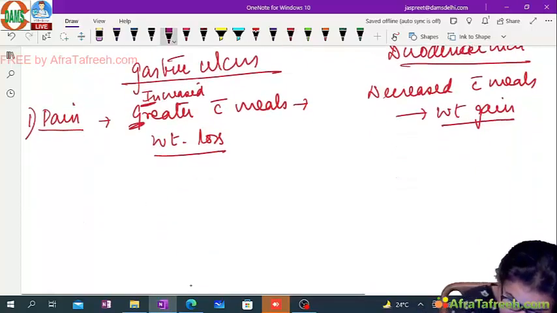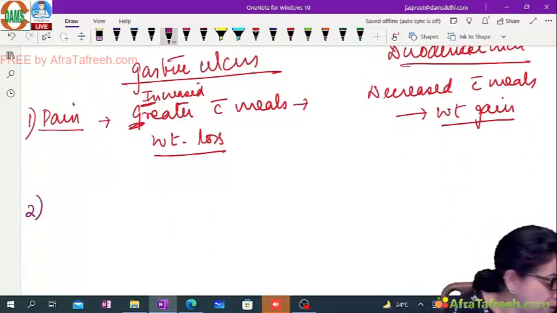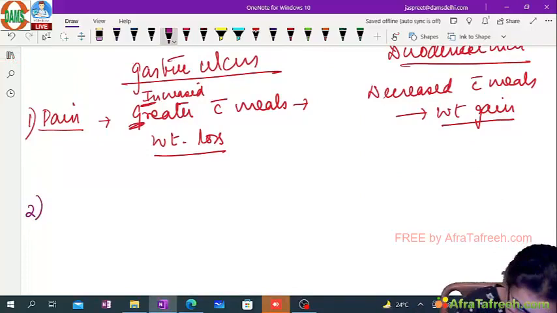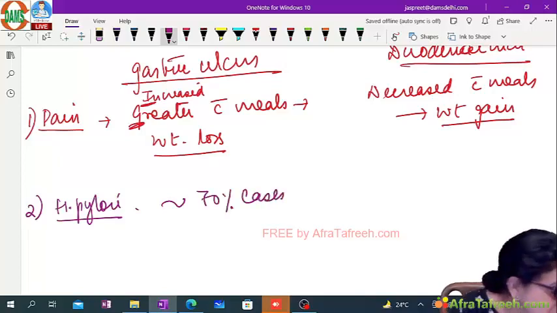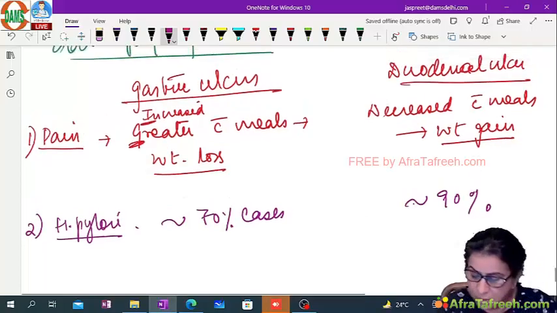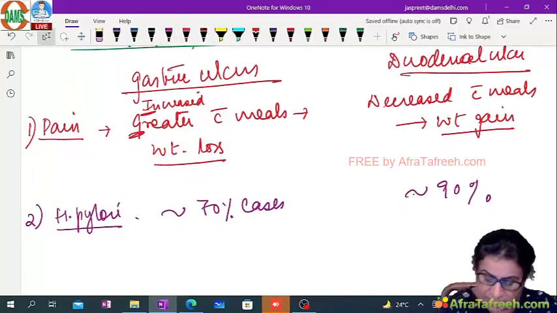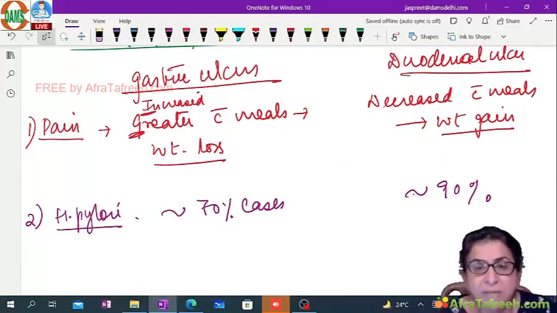Okay, second, gastric ulcers and duodenal ulcers both are associated with H. pylori infection. In case of gastric ulcers, H. pylori infection is seen in approximately 70% of cases, whereas in case of duodenal ulcers, H. pylori infection is seen in approximately 90% of cases.